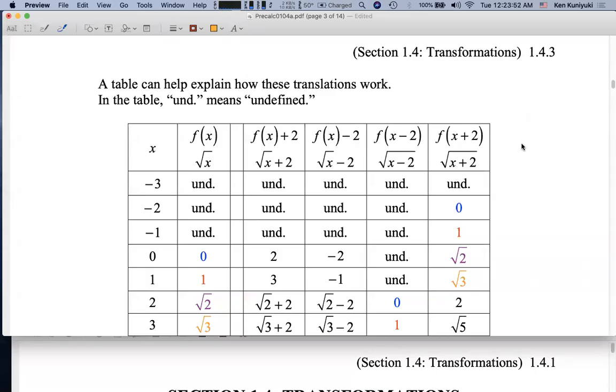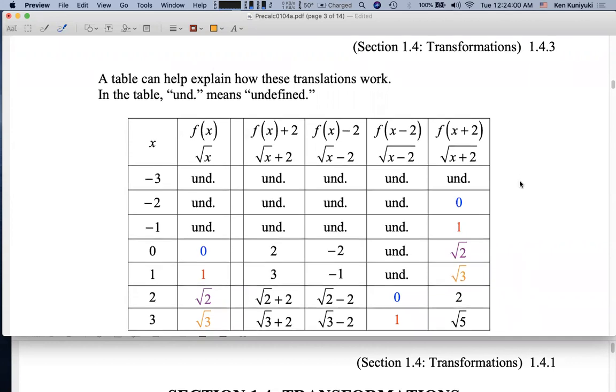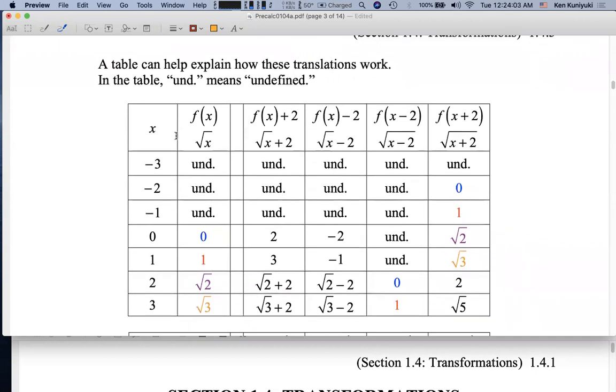Hi everyone. We can use a point plotting table such as this to help us with issues of domain and range, and also to get a sense of how these transformations work. So for example, consider the graph of y equals the square root of x. The domain for this function consists of the non-negative reals. For negative values of x, the function is not real or undefined. And we can do some basic point plotting.